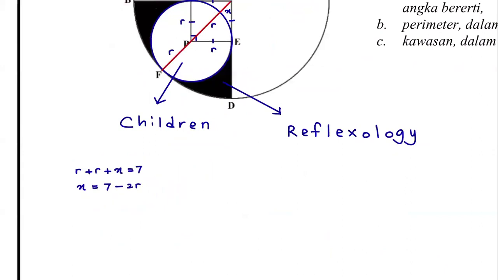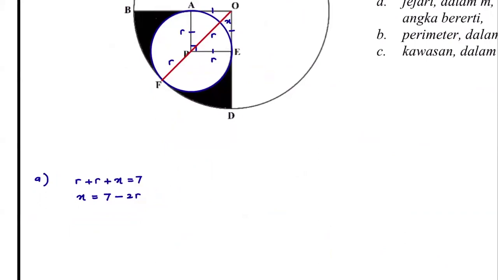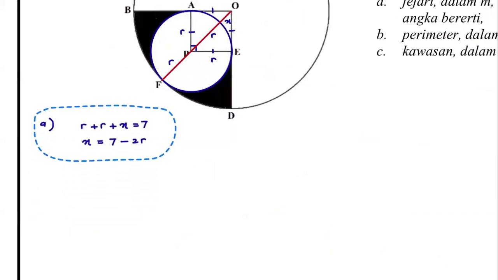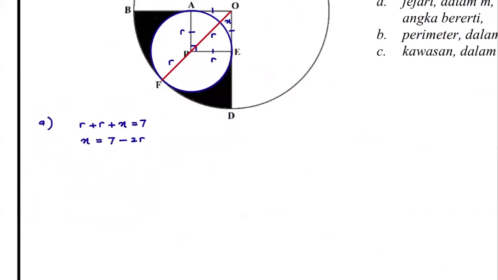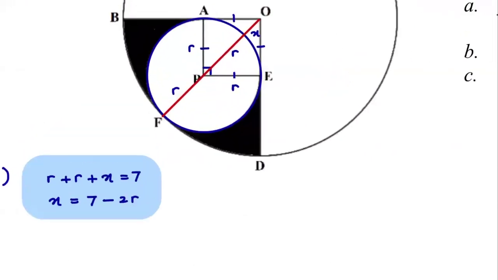So this is our question A, right? So can I erase all this? I think you understand already, right? Okay, so keep aside: 2R plus X equals 7. So your X is 7 minus 2R. Keep aside. Okay, your second thing is, can you see this triangle?